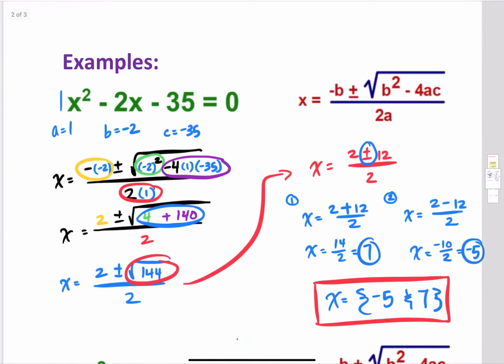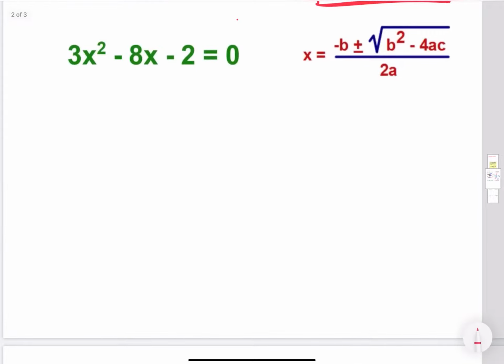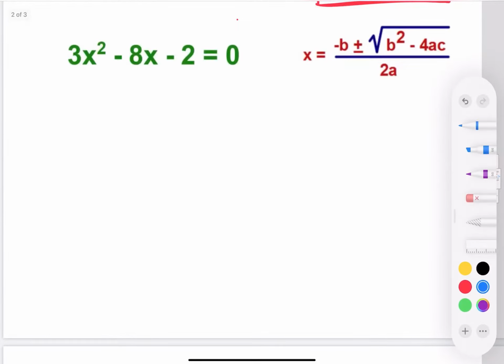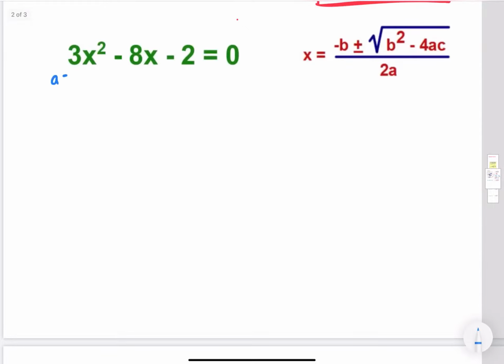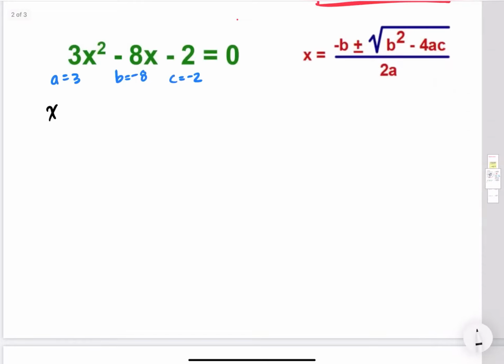So let's go ahead and try another one. Also already in standard form, but this one is slightly different, and you're going to see why when we start solving this. So I chose this problem for a particular reason. So I'm going to start off by identifying what is A, B, and C. So A is 3, B is negative 8, and C is negative 2. And once again, I'm just going to substitute everything into my formula.